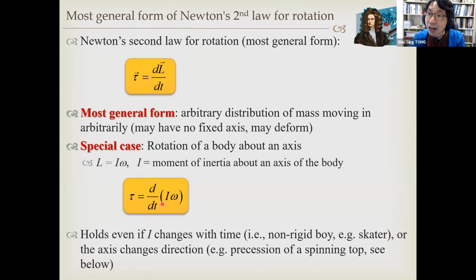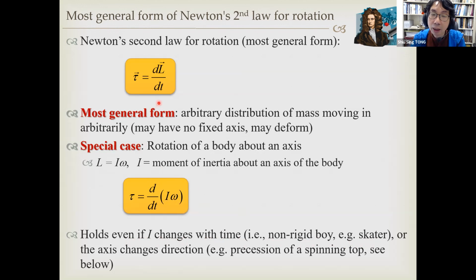So now L is written in terms of I omega, and in this form the time derivative also acts on I. I don't cheat you now. The time derivative can act on both I and omega. So that is a more general form of Newton's second law of rotation. Now I've proven that this equation holds even for I changing with time. That is for a non-rigid body, like for example a skater.